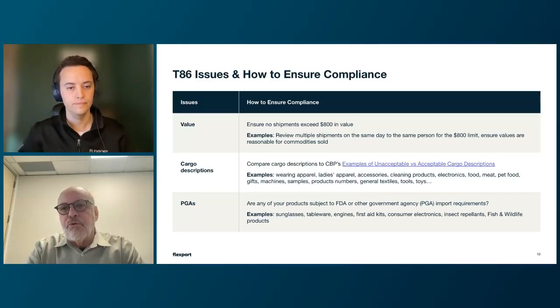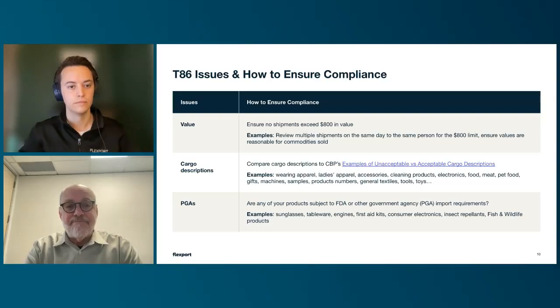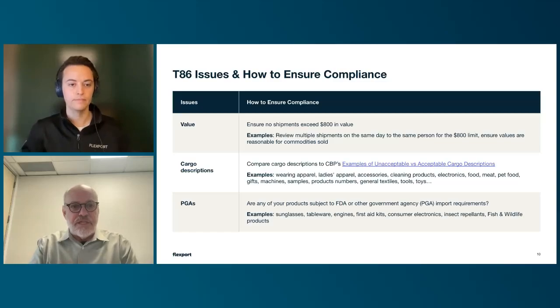Now, Customs put on their website a list of unacceptable and corresponding acceptable cargo descriptions, manifest descriptions. Customs started doing this for the Type 86, but as Marcus mentioned, they're actually rolling it out to all manifests. They're basically saying that it doesn't matter if it's a Type 86, they don't like these vague descriptions. It's important to also note that that link will take you to a web page that's examples.